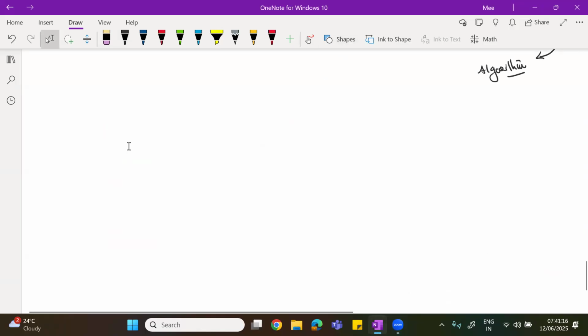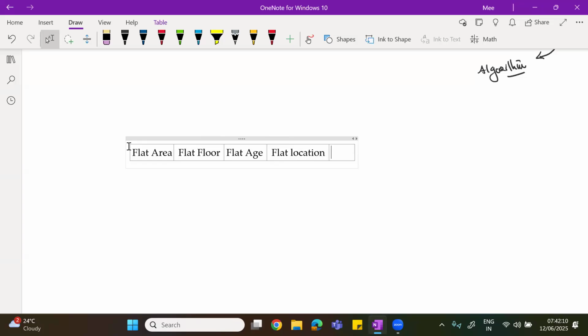Just see, I'm giving a basic, let's take a basic understanding, like an apartment flat. I'm taking the data area, that is flat area. Understand this. This is the flat area in which the apartment is built. Next one, I can say it as flat floor. Which floor the flat is on? Flat age: how many years since it was built. Now flat location and price.